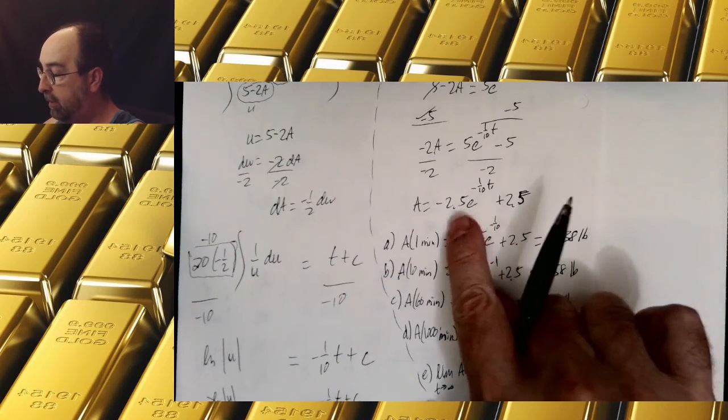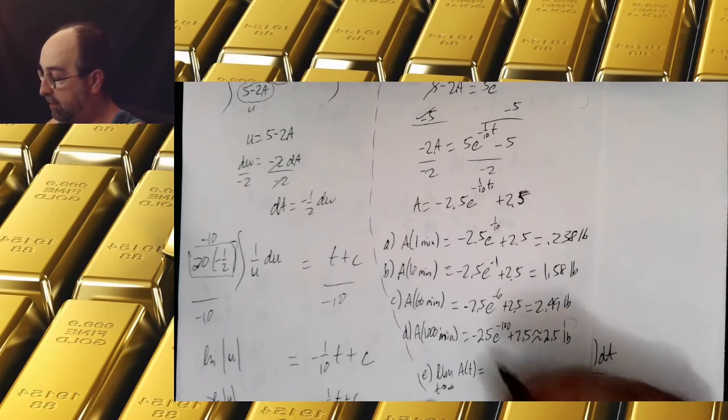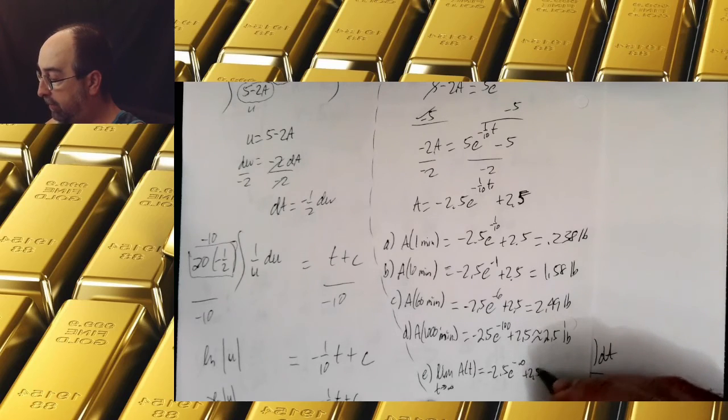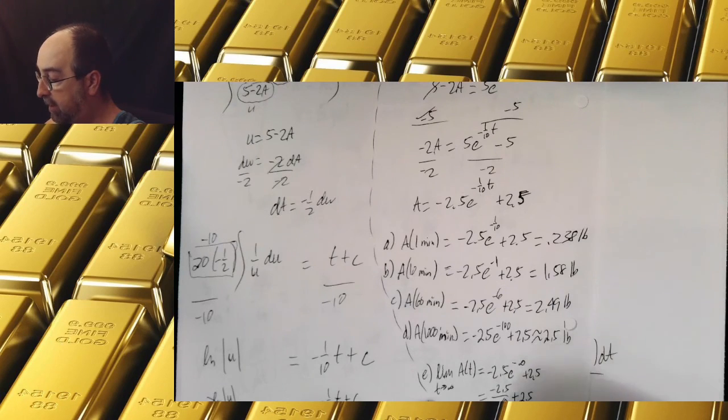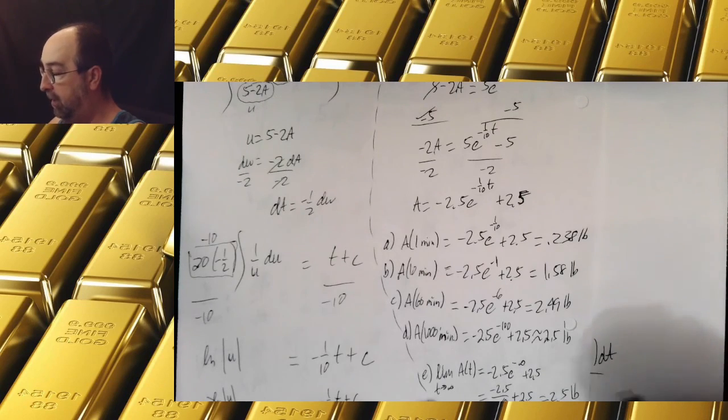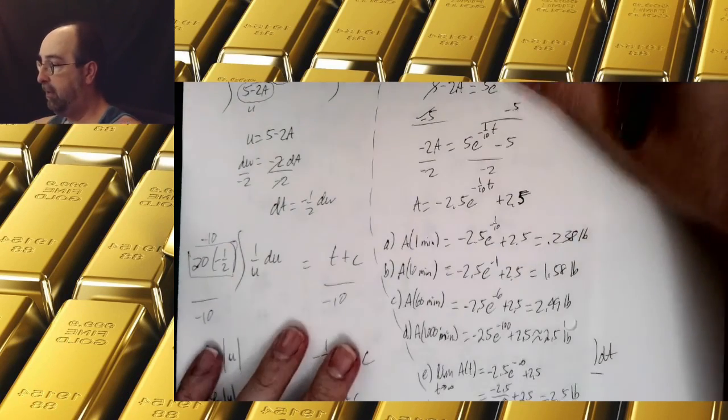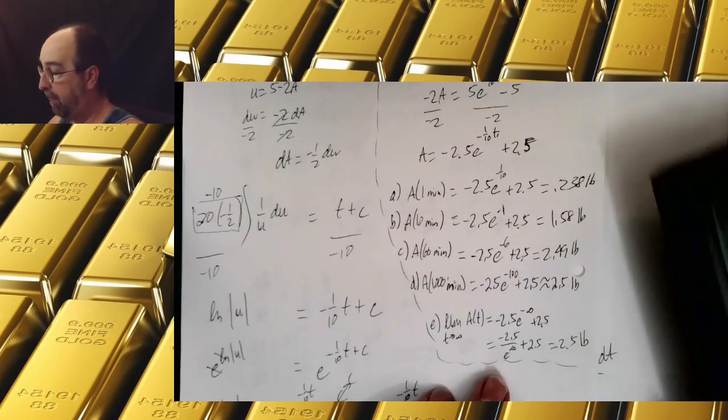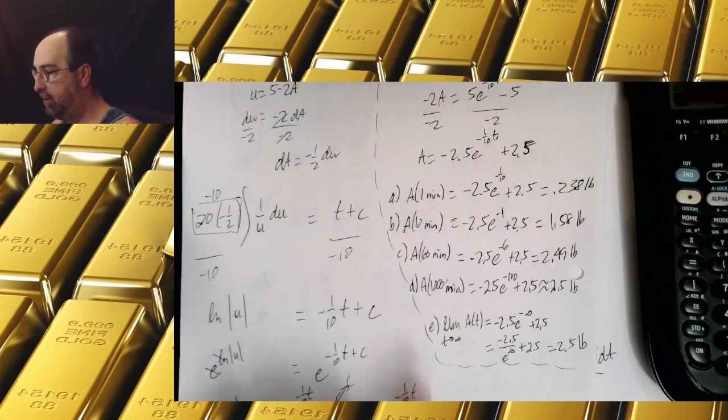Now that thing would be the limit of this thing as t approaches infinity. So what we're going to get is -2.5 e to the -infinity plus 2.5. And that is going to be -2.5 over e to the infinity plus 2.5. And e to the infinity is infinity, and 2.5 over infinity is 0. And 0 plus 2.5 is 2.5 pounds. So once we have a formula for a, then we can whip off all 5 of these answers using that formula.